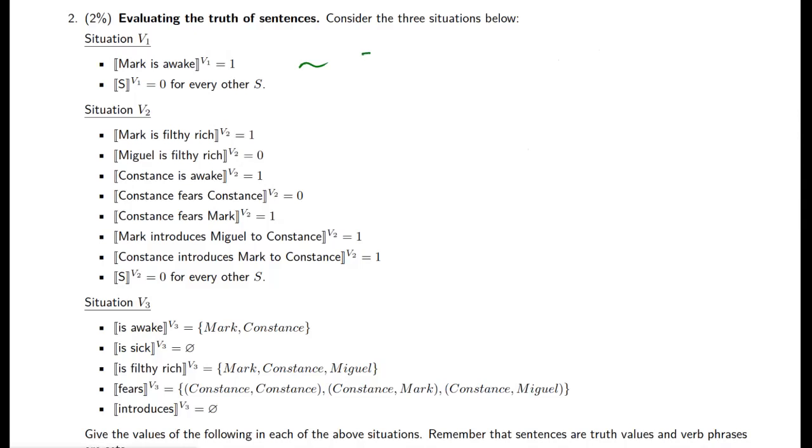But this is equivalent to saying that the semantic value of "is awake" is the set containing Mark. Because if "Mark is awake" is true, this means that Mark is in the set of people who are awake. So this is the verb phrase. And all the people who are awake in that set or in that universe is just Mark. So when this here says every other sentence is false, this means that there are no other people who are awake. And when we take a look at all of the other verbs, so for example, we have "fears."